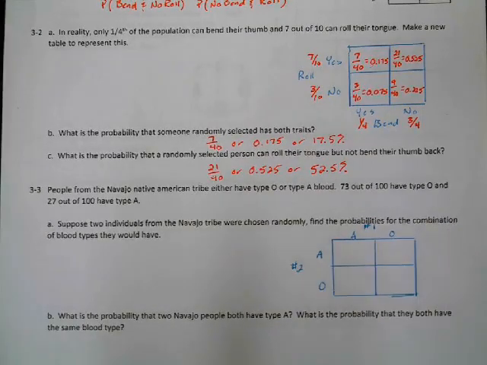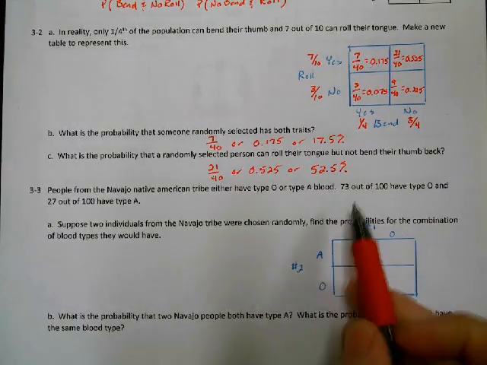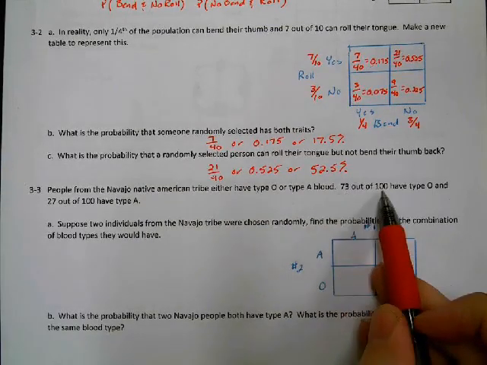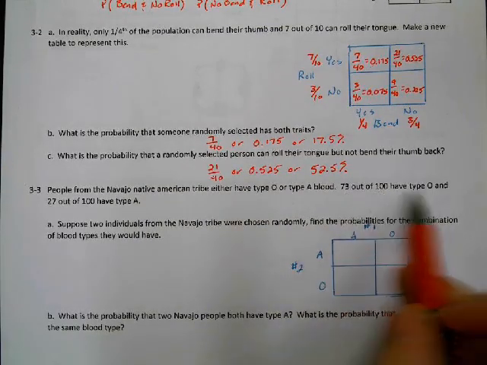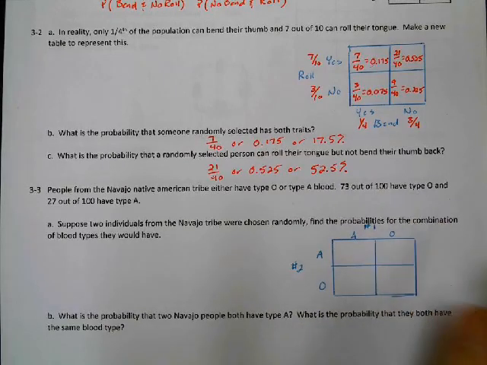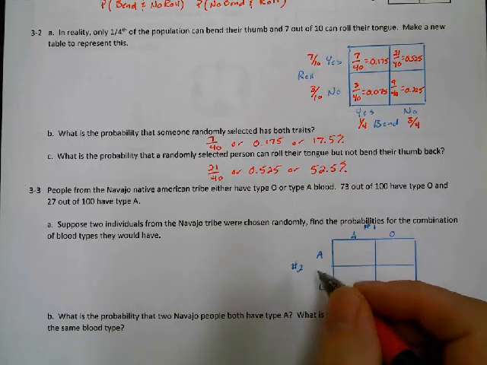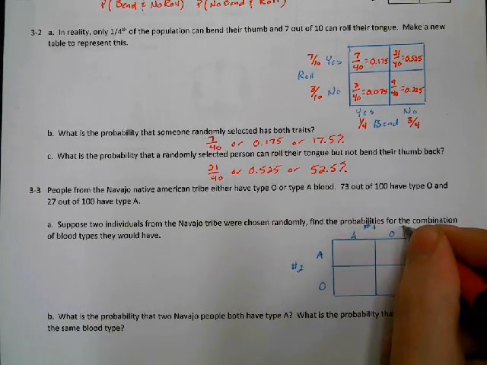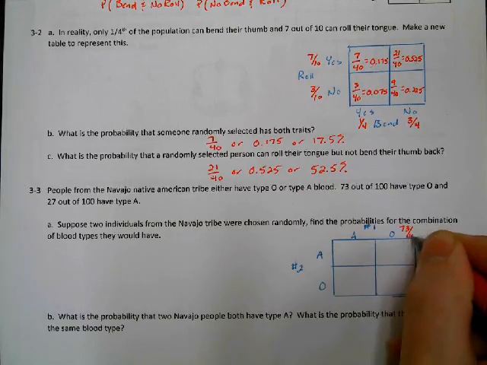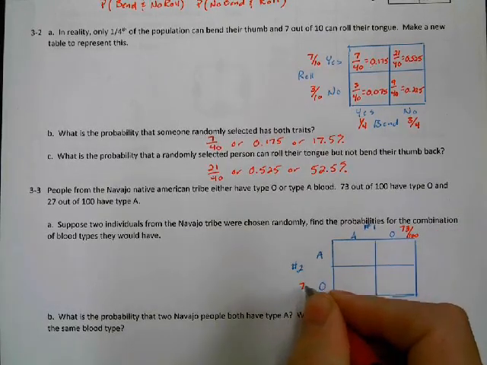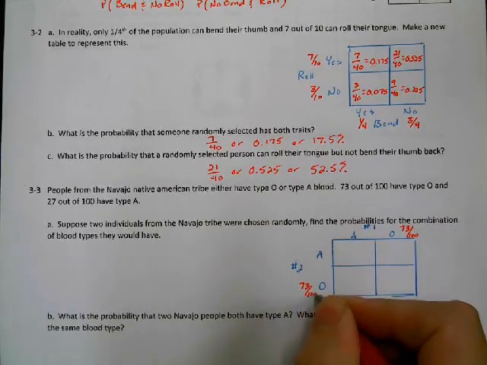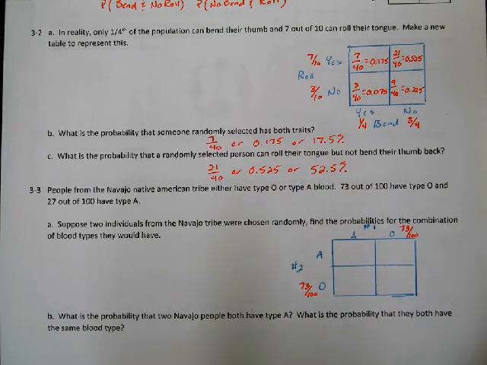Now it says that each person has a 73 out of 100 chance to have type O. So O would be 73 out of 100, and this O would be 73 out of 100. They both have the same chance of having O blood. A blood is 27 out of 100.